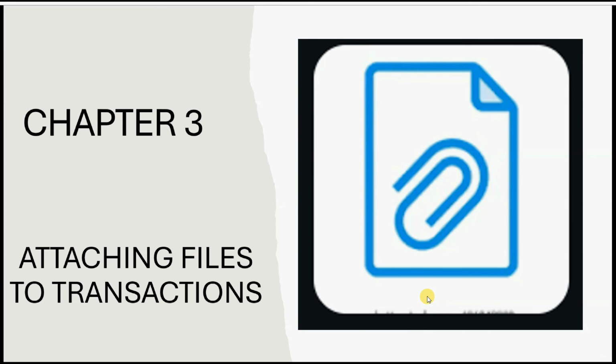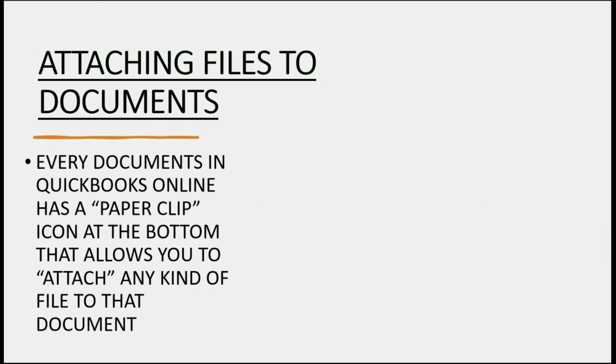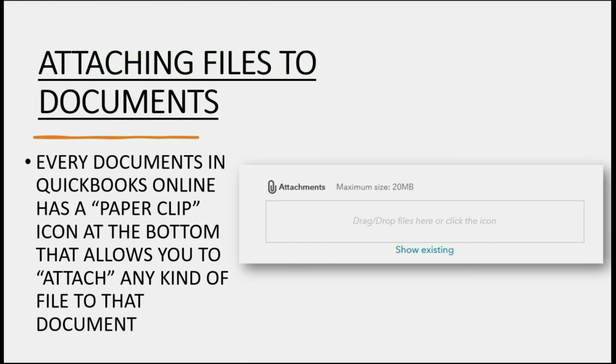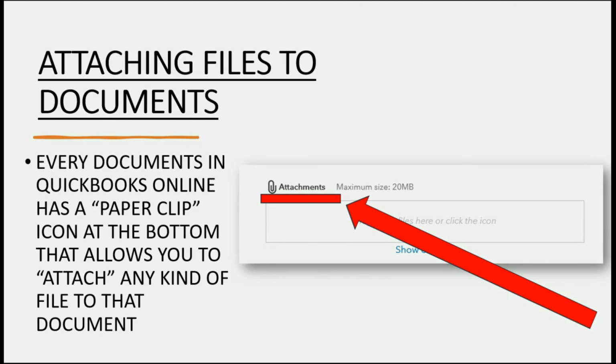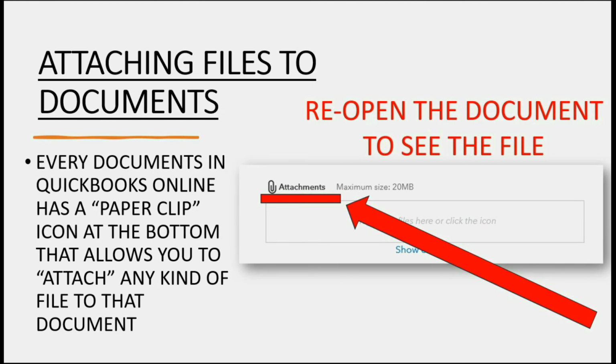Chapter 3: Attaching Files to Transactions. Every document in QuickBooks Online has a paperclip icon right at the bottom, and it allows you to attach any kind of file right to that transaction. And you can reopen the document to see the file and see what you put.